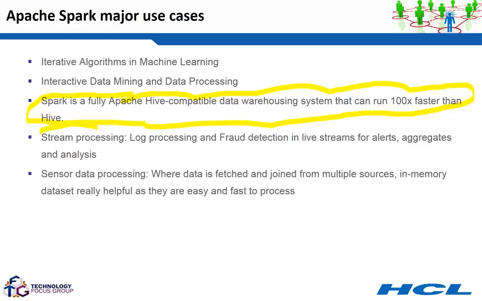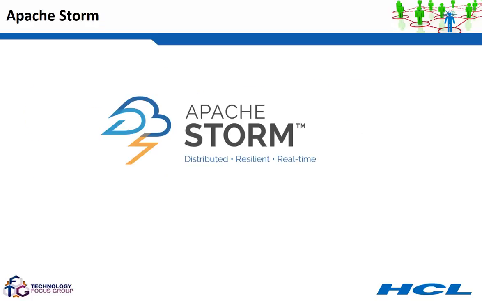And if you have a stream processing requirement, you can use Spark, for example log processing and fraud detection, etc. You can use that. Sensor data processing, where data is fetched and joined from multiple sources. In-memory datasets are really helpful as they are easy and fast to process. Sensor data, you have different sensors and small devices, which are getting popular these days, Internet of Things kind of thing. So you can use Spark in that scenario also, where you need to process that high velocity data coming into the system.